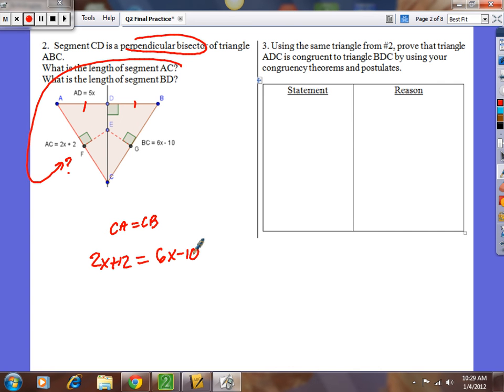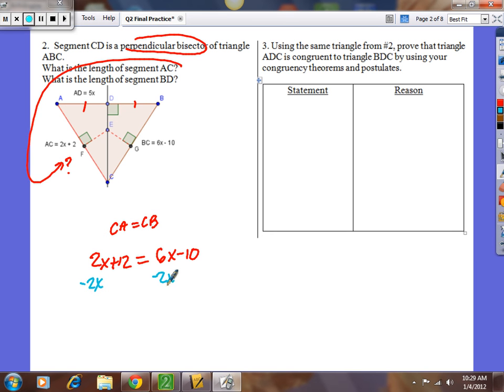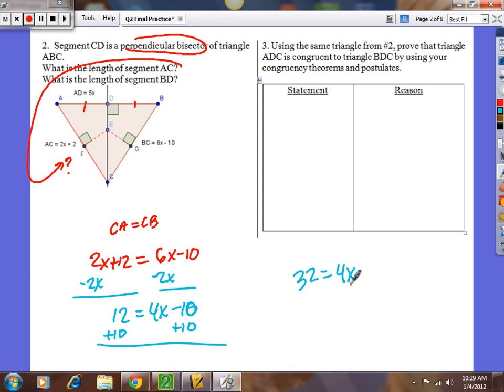Okay, I'm going to minus 2x here, minus 2x there. So that gives me 12 equals 4x minus 10. Okay, now I'm going to plus 10, plus 10, and it gives me this. 32 equals 4x. Divide by 4, divide by 4. I just found x. x is equal to 8.